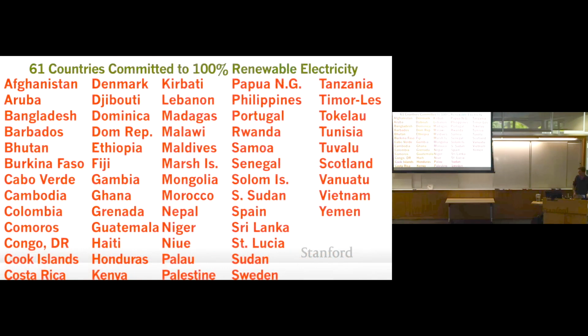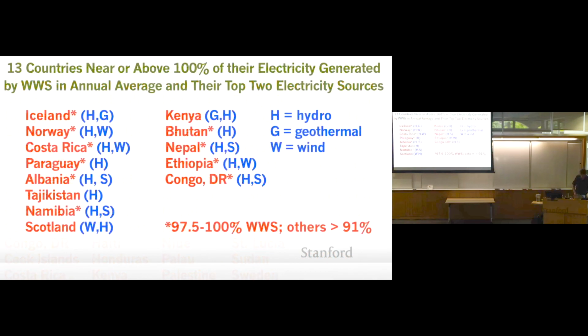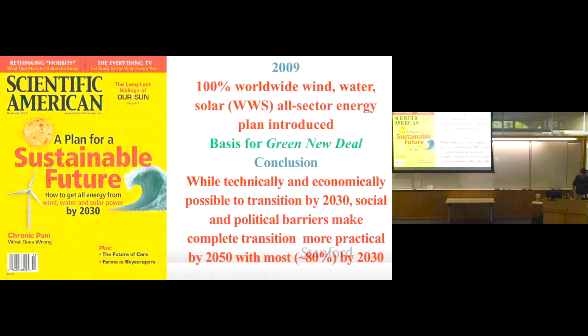I'll just say a couple things on policy. Well, we developed our first plan in 2009 for the world, and we found that it's technically and economically possible to transition by 2030 at the time, back in 2009, but for social and political reasons, that might not happen. And that's when we came up with 80% by 2030 and 100% by 2050.